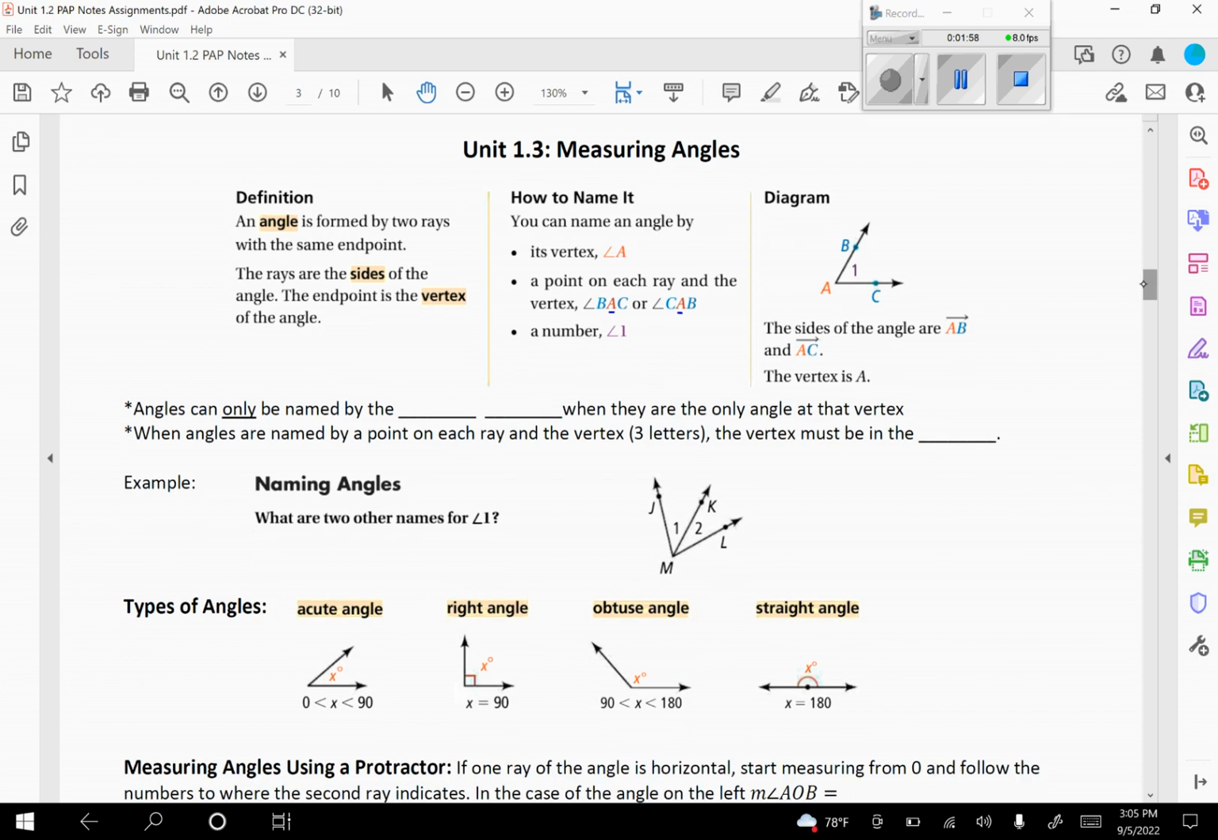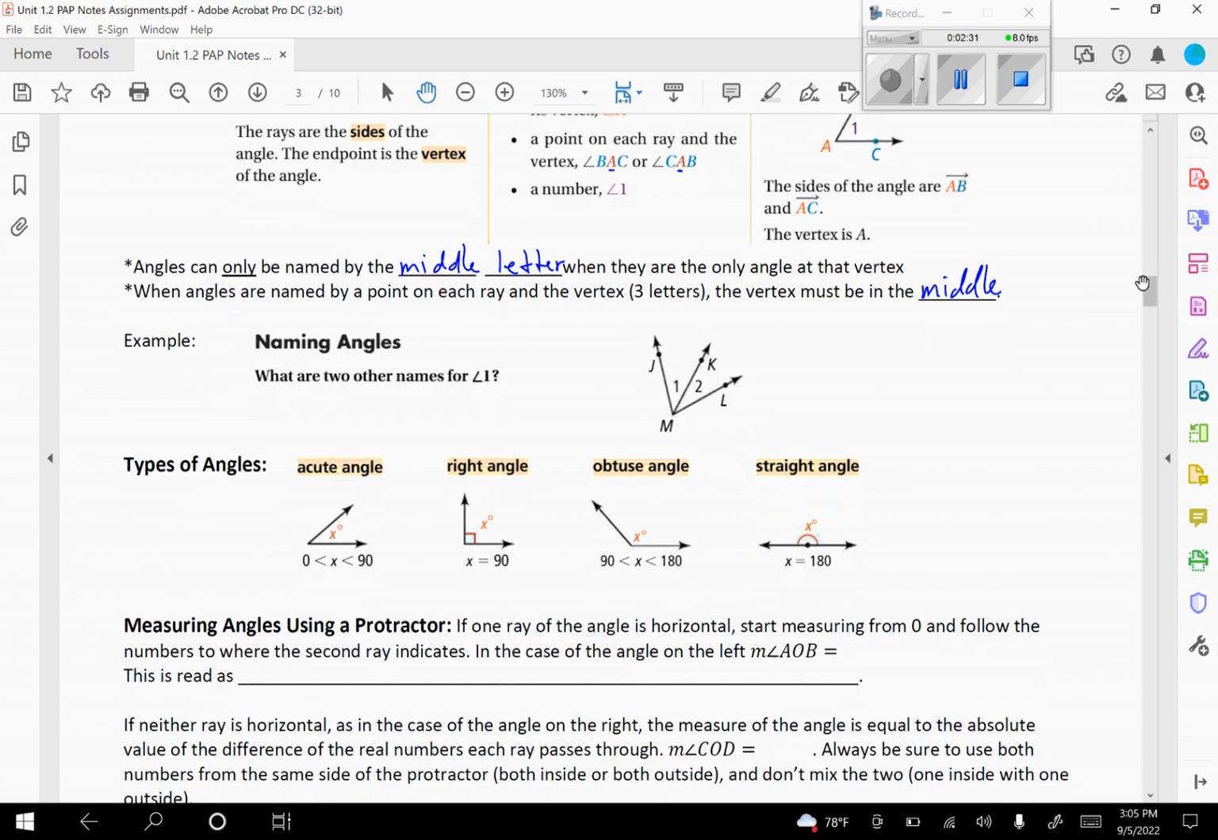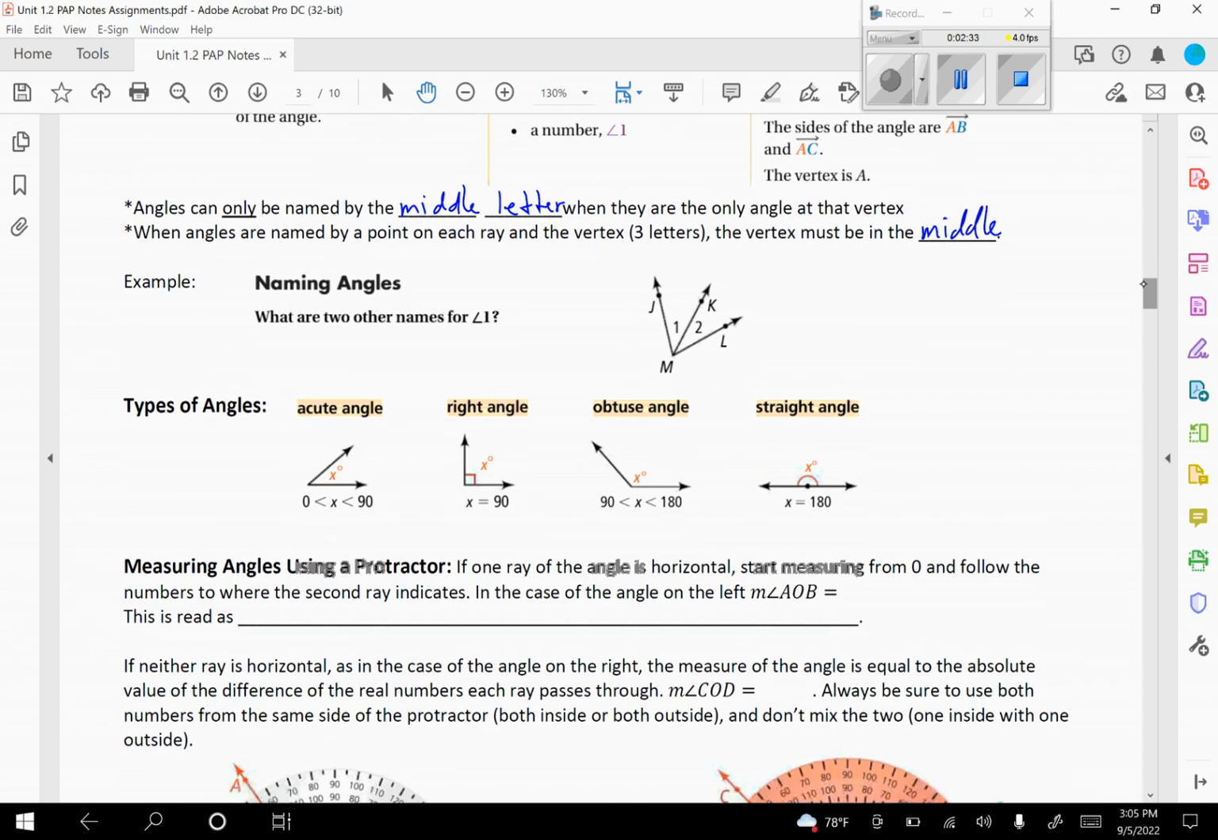Angles can only be named by the middle letter when they are the only angle at that vertex. So that's what I was saying here. We could call this angle A because it's the only angle right there. When angles are named by a point on each ray, the vertex must be in the middle. So if you're going to use the 3 letters, your vertex is always going to be in the middle of the name.